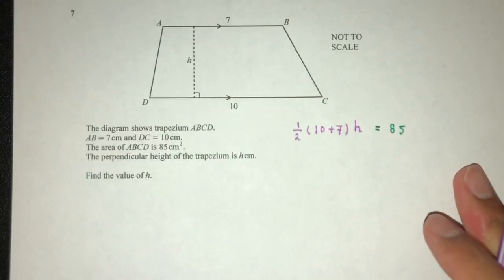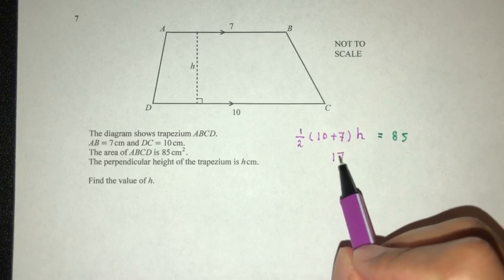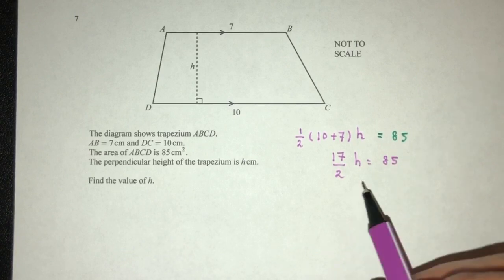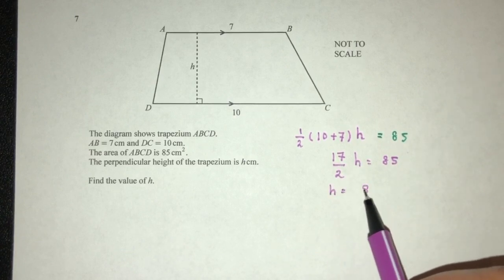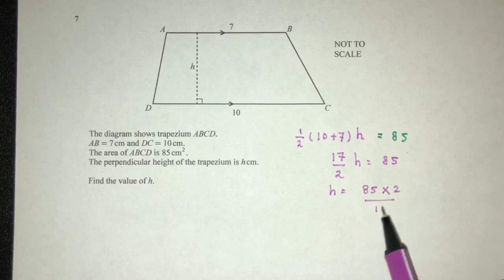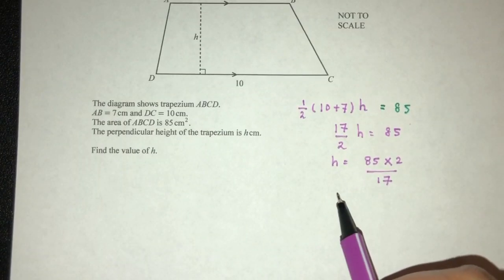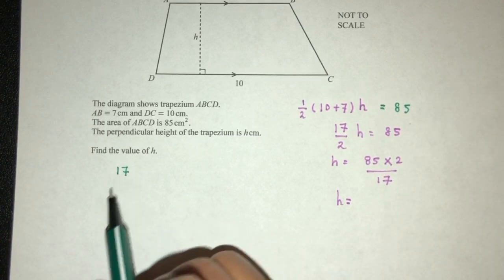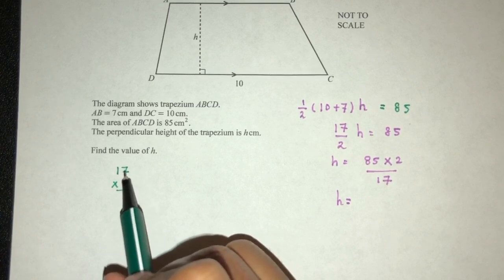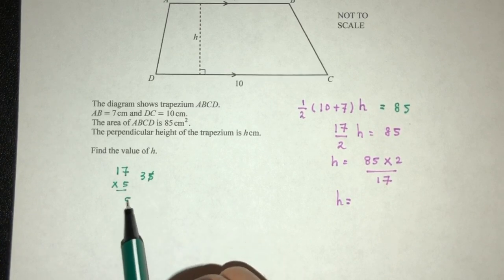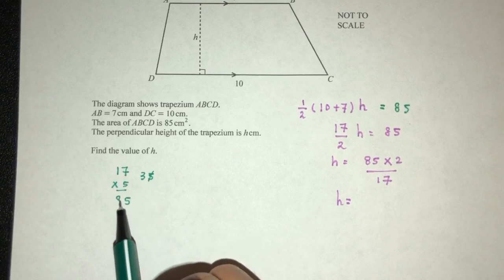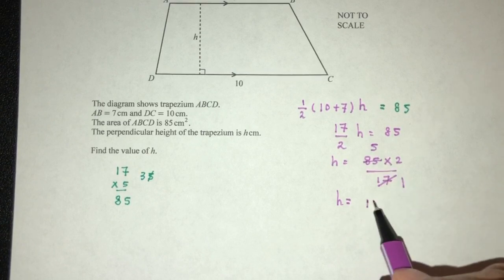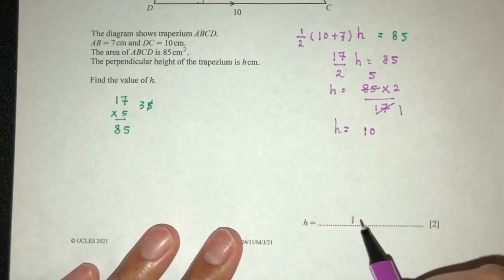So let's see, how can we find this? That will be 17 over 2 times h, that will be 85. Now obviously h will be 85 times 2 divided by 17. So what is the value of h? Let's check. What is 17 times 5? 7 times 5 will be 35, 1 times 5 is 5 plus 3, and that will be 8. So we understand that 17 will cancel out, and you will have 5. 5 times 2 will be 10. The height will be 10 centimeters.